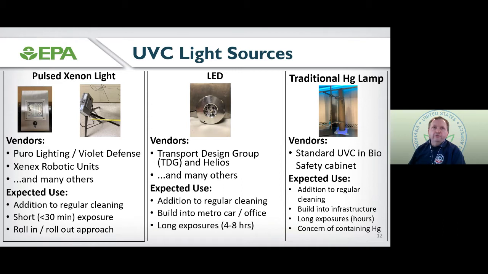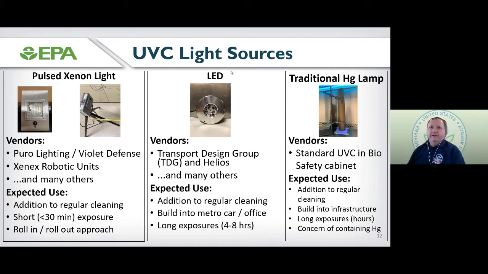The intent for this specific light source is that it would be brought in, say, into a metro car for maybe 30 minutes exposure and then taken out, and that would then hopefully do a good job in disinfecting surfaces. So that's more of a roll-in, roll-out approach.